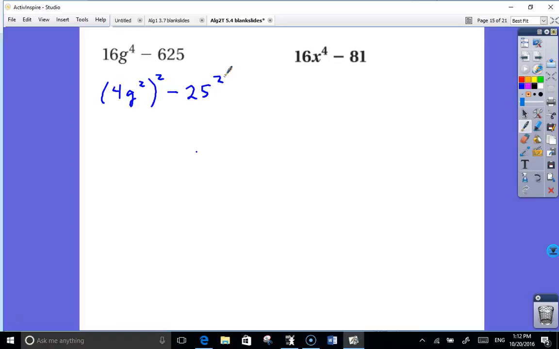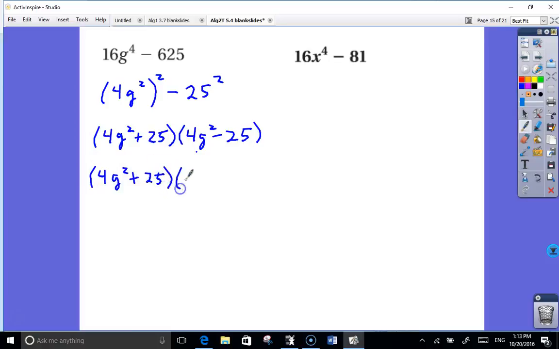So what is the next line going to look like? 4g squared plus 25, 4g squared minus 25. But we're not done, because now 4g squared minus 25, 4 and 25, they're perfect squares, right? So we can't factor 4g squared plus 25, right? We don't have a formula for the sum of squares. But this one is going to be 2g plus 5, 2g minus 5.